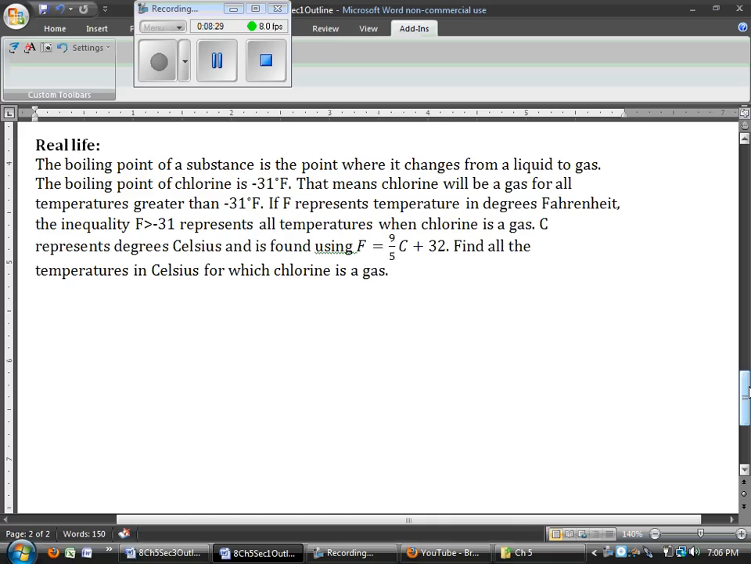Basically, what you need to realize, I hope you're reading this on your own, is that when the Fahrenheit temperature is greater than negative 31, you've reached the boiling point of chlorine. So when we take a look at the equation that translates Fahrenheit to Celsius, we notice F is equal to 9/5 C plus 32. So what I want to do is find what the Celsius boiling point is for chlorine. Since F is equal to this equation, I can plug it in for F and get 9/5 C plus 32 is greater than negative 31.